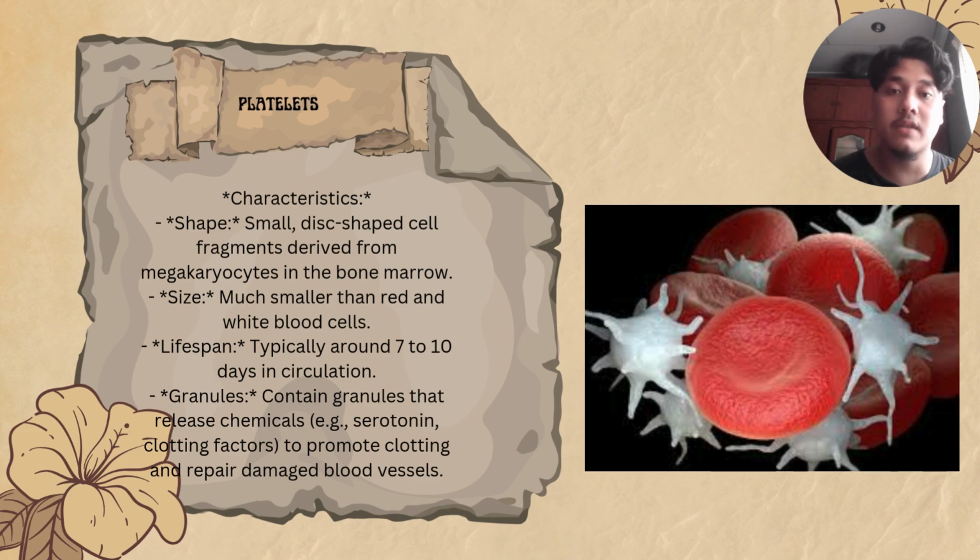Size: much smaller than red and white blood cells. Lifespan: typically around 7 to 10 days in circulation. Granules: they contain granules that release chemicals such as serotonin. Clotting: they release clotting factors to promote clotting and repair damaged blood vessels.